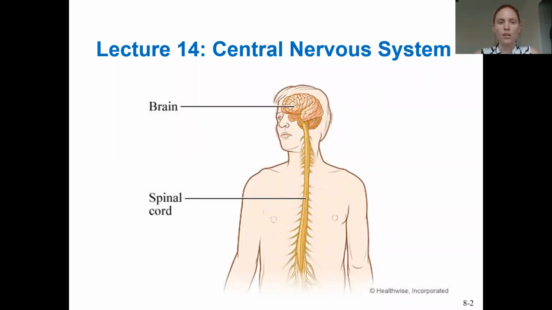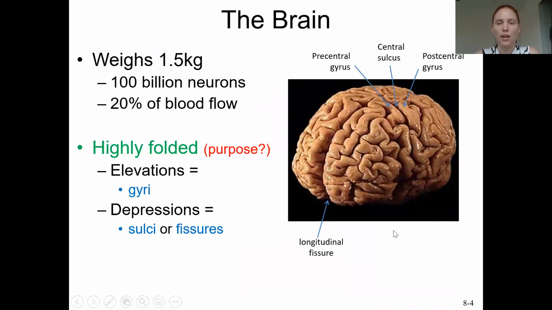Okay, hello everyone. So now we're starting with the central nervous system. So CNS, central nervous system, and the two organs that are in the central nervous system are the brain and the spinal cord. So I'm going to talk about the brain over 2 lectures and then a third lecture with just the spinal cord. Okay, so let's look at the brain.